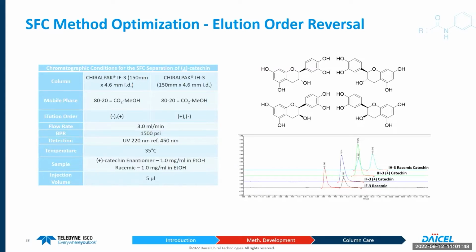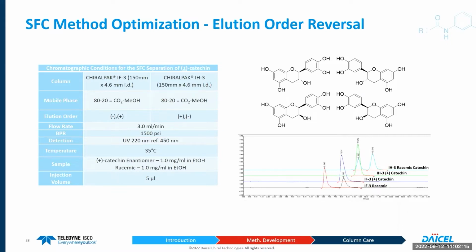On the left-hand side of the table here, we've got conditions for Chiral Pack IF, and then on the right-hand side, the separation conditions for IH. In this case, IF elutes the minus enantiomer first, and IH reverses it and puts the positive enantiomer first. You see the overlay here. Again, it happens sometimes. It doesn't happen all the time. This is changing column chemistry, and it results in a reversal of elution order.